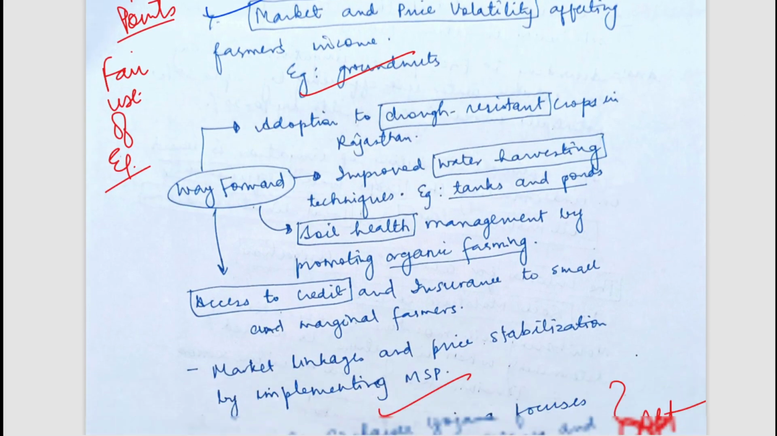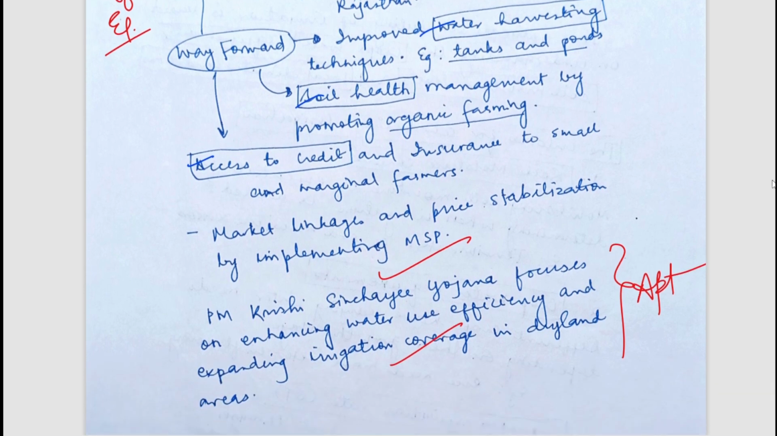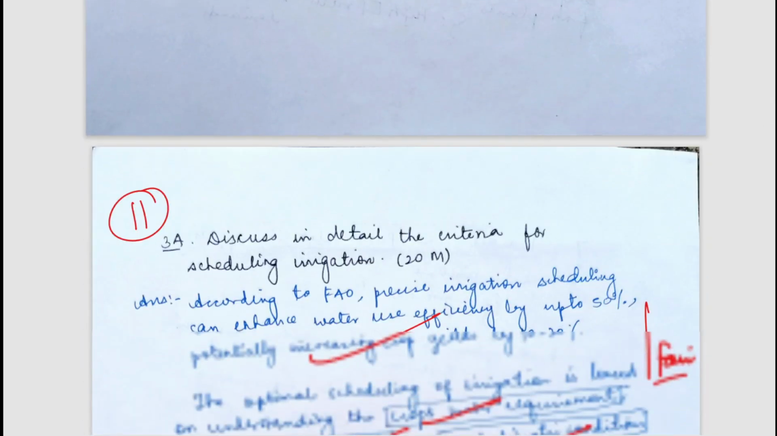The way forward has also been mentioned, that is, you can use drought resistant crops, we can do water harvesting, soil health management, and there should be access to credit. A well written answer. So you can pause and read it if you want. Now let's move to the next question.